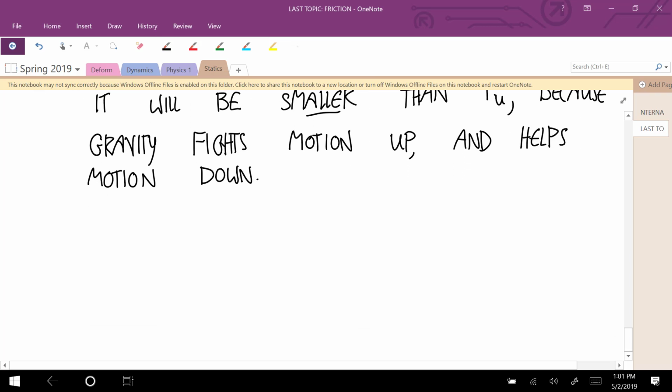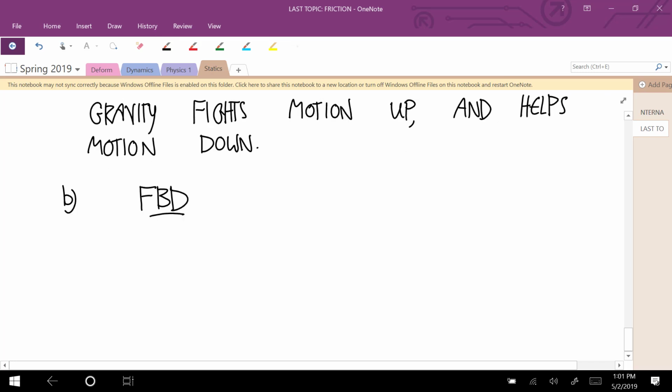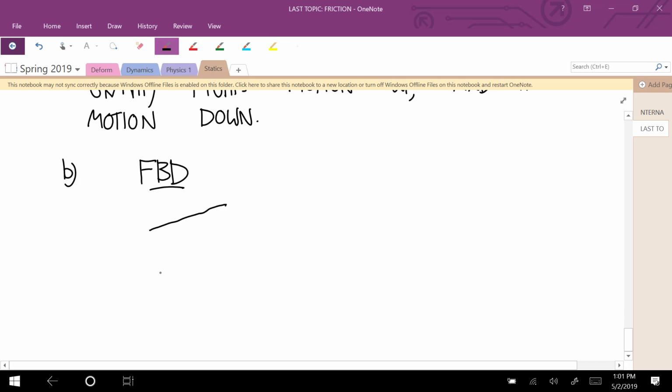So let's draw a free body diagram again. So this is part B. Now we don't have the force pushing up. We only have the force pushing horizontally to make it go down the ramp. That's FD. And we have the same weight force of 981, and we have the same normal force, N.